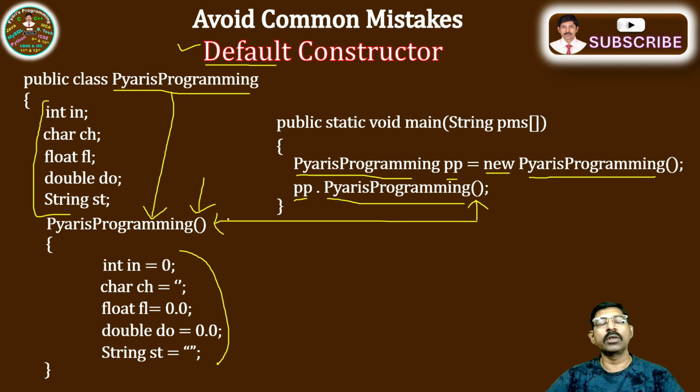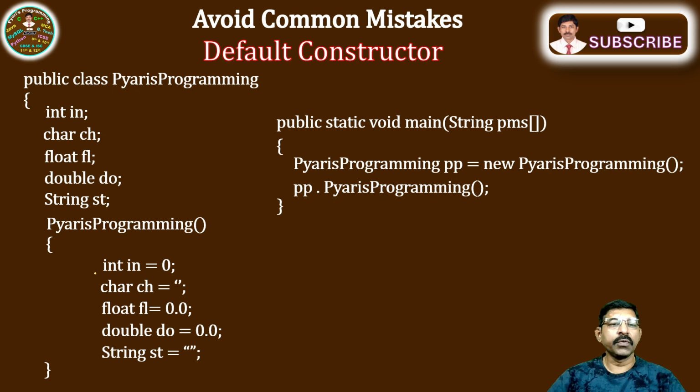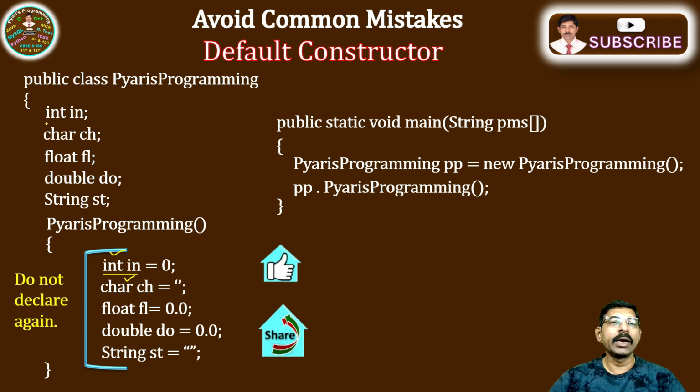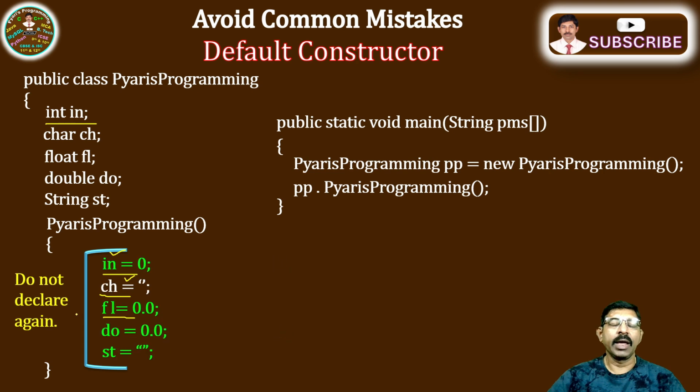It seems everything is correct. Let's see what are the errors that we made. Let's start with the first one. You can see over here int, char data types are used. That means it is a declaration. The variable is already declared over here as an instance variable. I don't need to redeclare it inside this constructor. So do not declare it again. So how to write? Write it like this. Simply use the instance variable with its default value, like this.